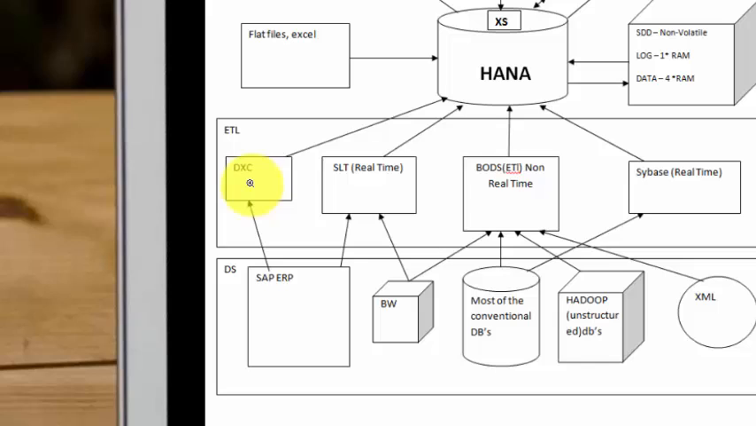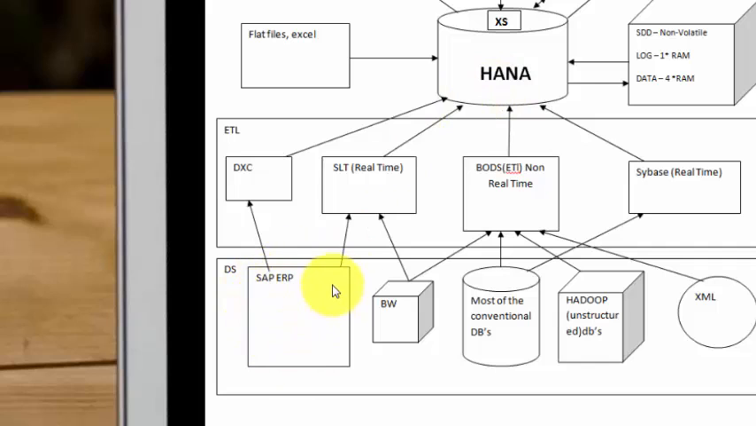Now, DXC offers special functionalities, like allowing you to consume the extractors from the SAP ERP system into the HANA system. You may want to reuse the logic which you have built over a period of time. Any customer might have done that. Or even if you want to use the SAP logic right out of the box, then you can definitely use DXC to bring the extracted data or information from your SAP ERP system into HANA.